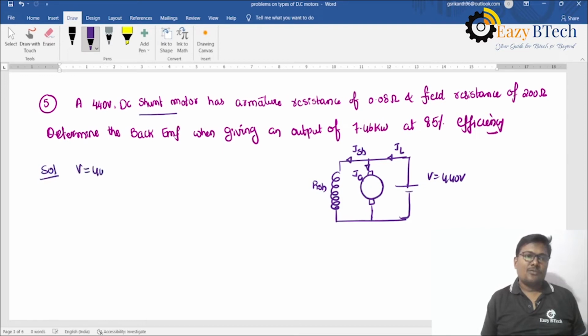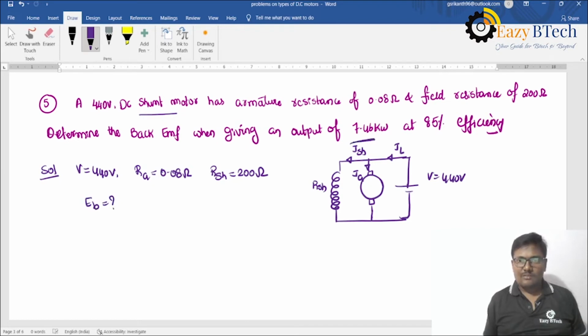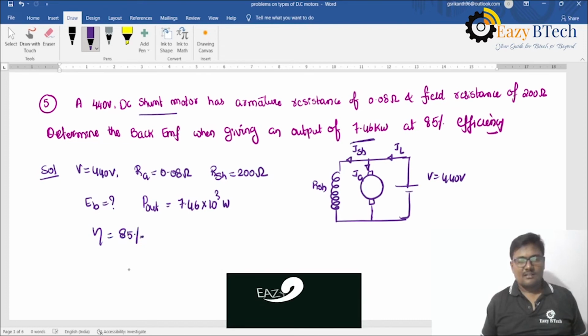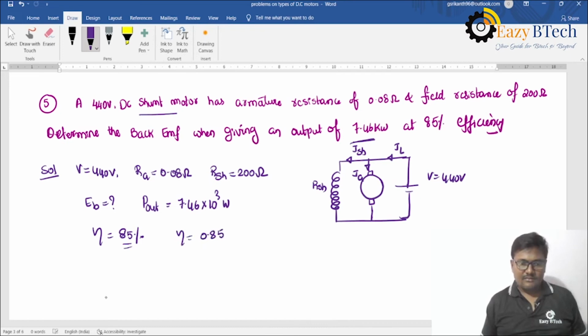Supply voltage is 440 volts. Armature resistance is 0.08 ohms. And the shunt field resistance is 200 ohms. Determine the back EMF when the output is 7.46 kilowatts. So output power is equal to 7.46 into 10 to the power of 3 watts, but efficiency is equal to 85%. See, efficiency is equal to 0.85.